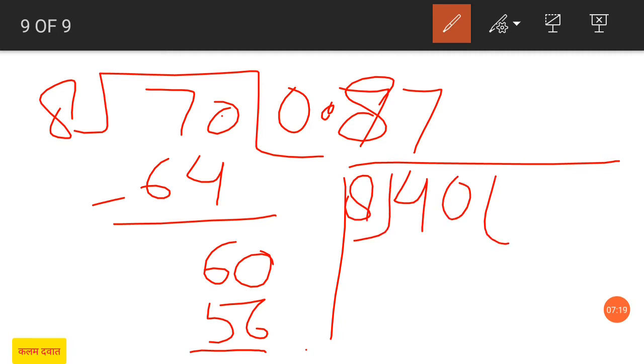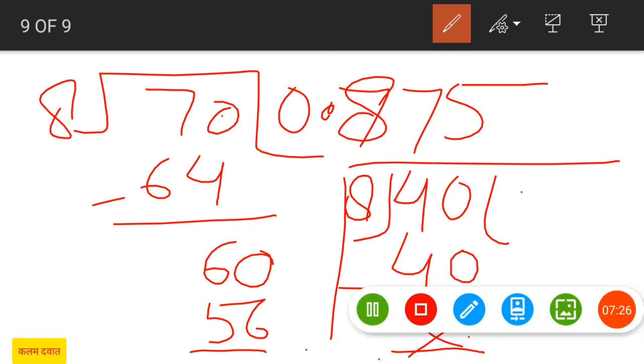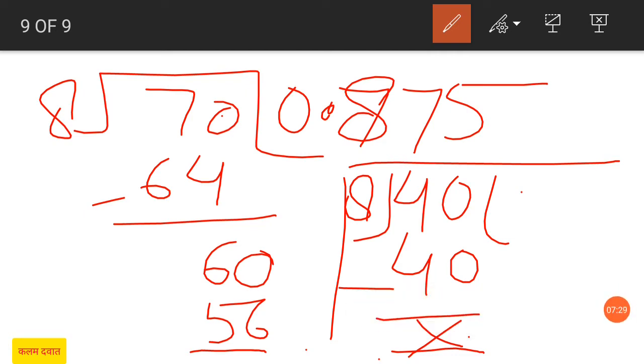Divide this by 8. 8 fives are 40. That means, you see now, because in the last we get nothing, that this is a 0, so we can say that this is a terminating decimal expansion.